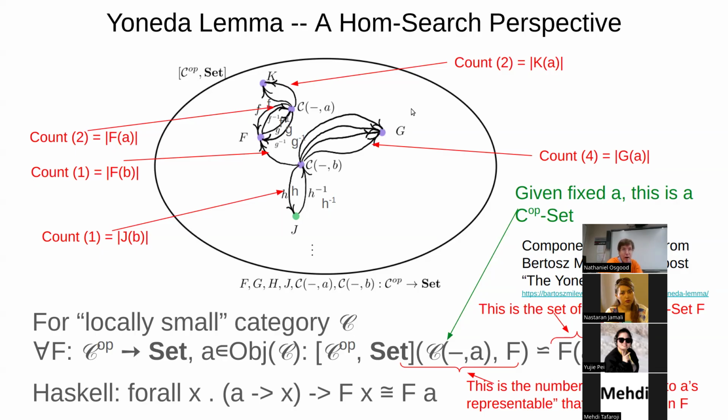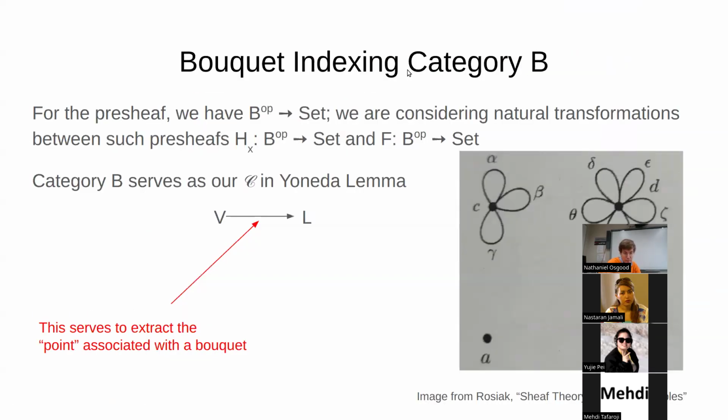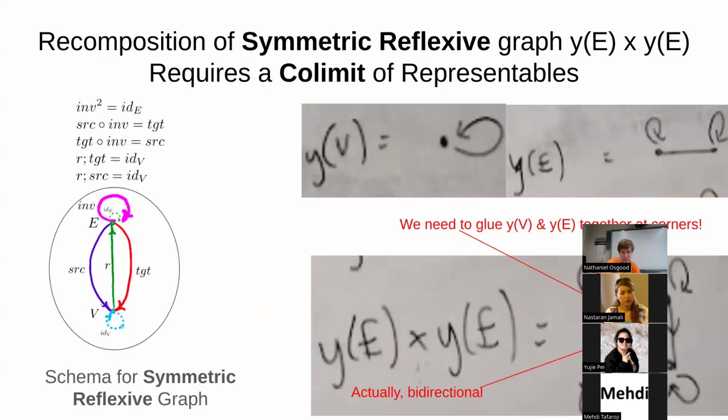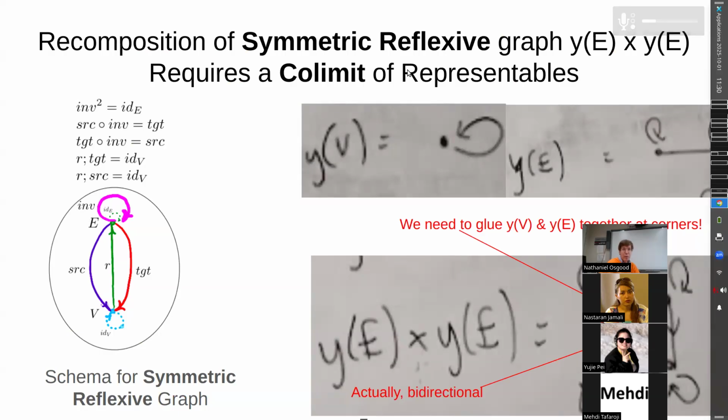Anyway. Please go back to the reflexive directed graph and the representables. Yeah, slide on. This one. Oh, you can see it. Okay, symmetric reflexive. Oh, this one. Yeah, this one. Okay.